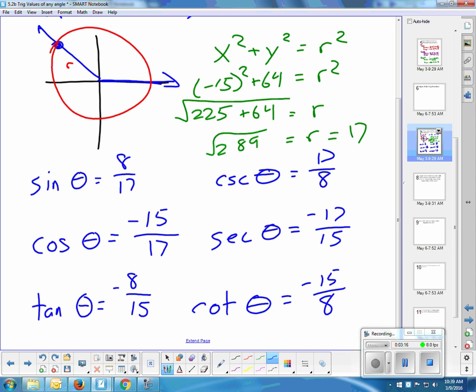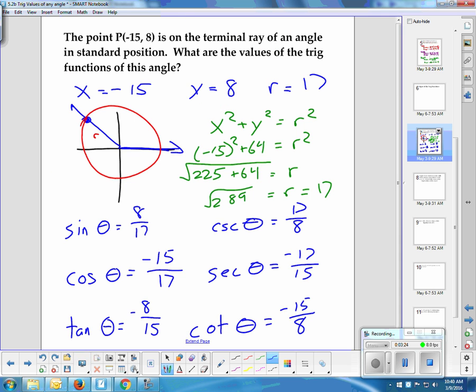And so that's how I would use a point on the terminal ray to calculate the values of the trig functions. And the truth is, I don't even really need to know what the angle theta is. I just need to know the location of the terminal ray, whether it is this positive angle theta or this negative angle alpha. It wouldn't really matter because the value of x doesn't change, the value of y doesn't change, the value of r doesn't change. So the trig function outputs would be the same. So that's our first example.